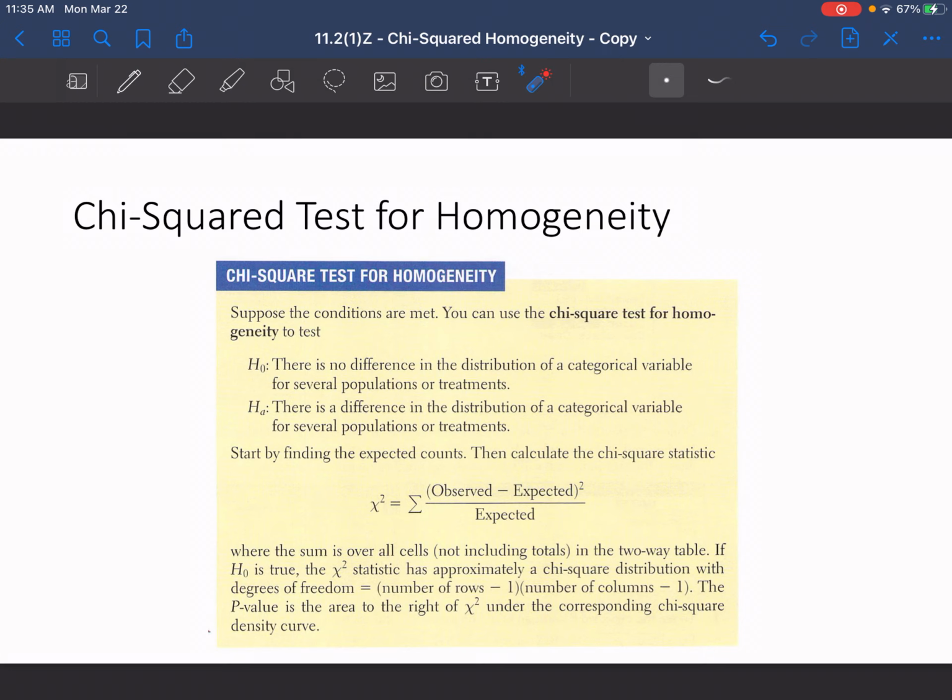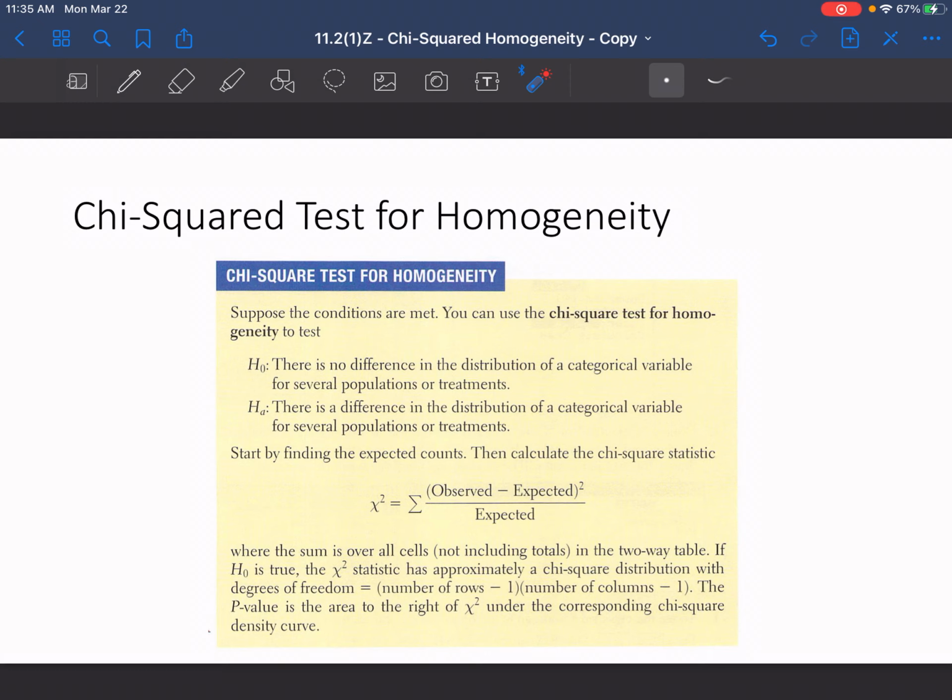Your hypotheses should be basically the same. There's no difference for your null hypothesis, and then there is a difference in your alternate hypothesis. You want to make sure that when you are calculating the test statistic, or the chi-squared statistic, it's always going to be the sum of the observed minus the expected, squared, divided by the expected. But again, there's a much easier way to find that in the calculator. And then if you're finding the degrees of freedom, it's always going to be the number of rows minus 1 times the number of columns minus 1.